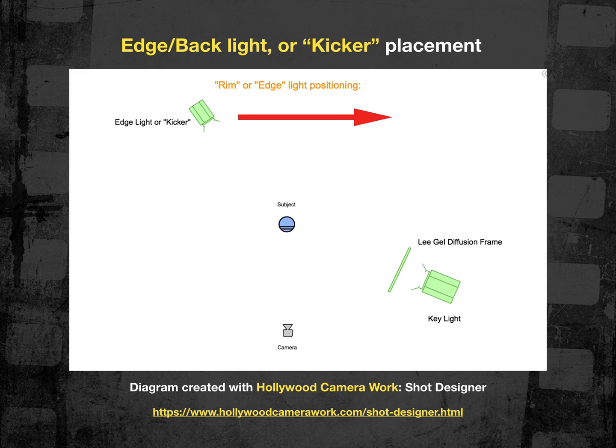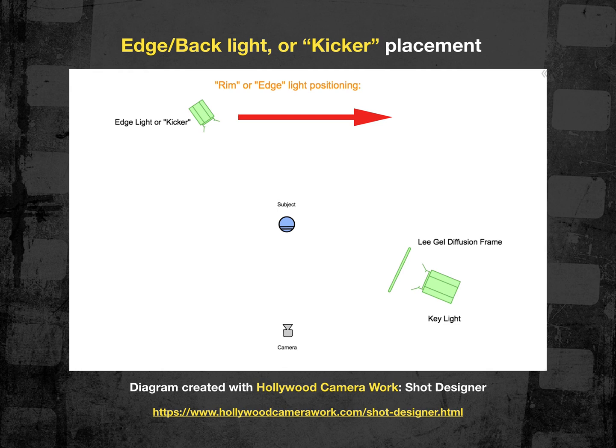So that represents about a 135-degree angle, and as we move that edge light in the direction of the red arrow, that's going to make the edge light thinner and crisper in appearance around our subject's profile as we move it from left to right across the frame.